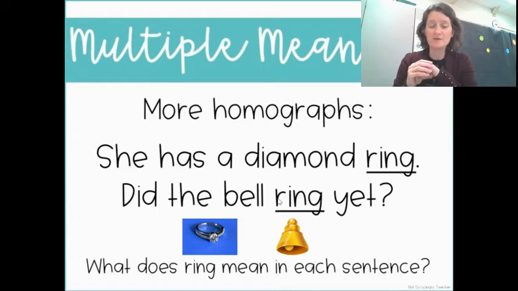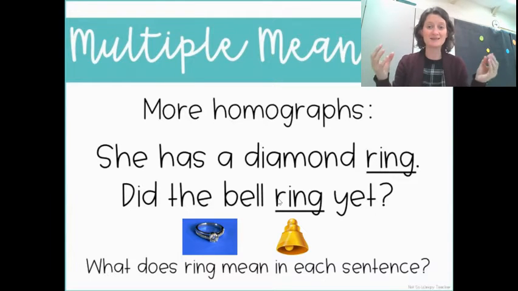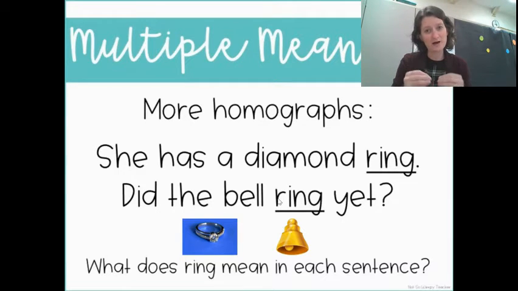You have to figure out what the meaning is by reading the words around it in the sentence so you can figure out which one it's talking about. She has a diamond sound? No, that doesn't make sense. So it must be the piece of jewelry. Okay, it's up to you to be thinking about what you are reading and make a decision about which meaning makes sense. What makes sense when I am reading this?